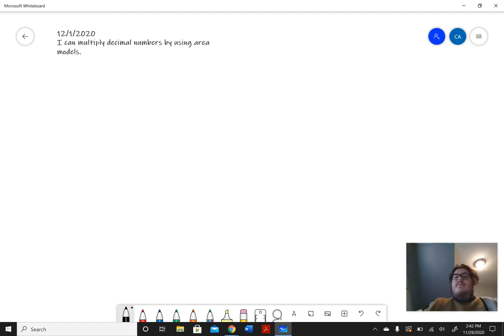So we're multiplying decimal numbers and we're using the area model. Today we're using the area model because I think it best shows you what you're doing, and I know that it works for a lot of people. All right, so let's get into it, shall we? First we need a decimal number. I'm going to start with 3 and 5/10, just like I did earlier.